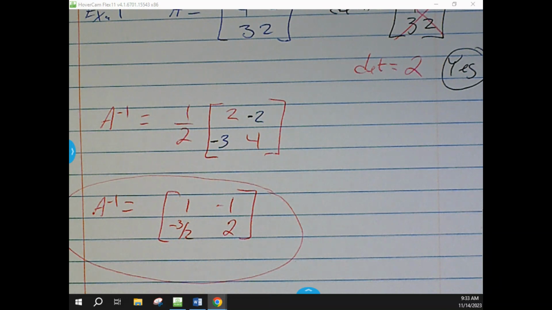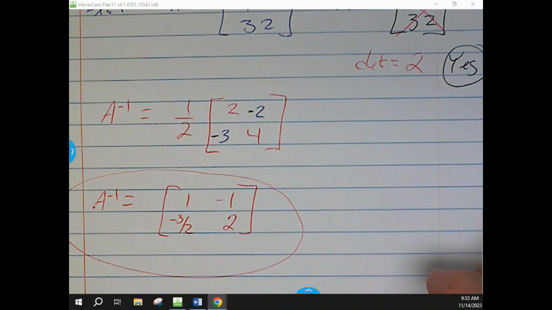Okay, so let's do this for one more of these. Let's see what we can do here. Everybody good there? Everybody still copying that one down?